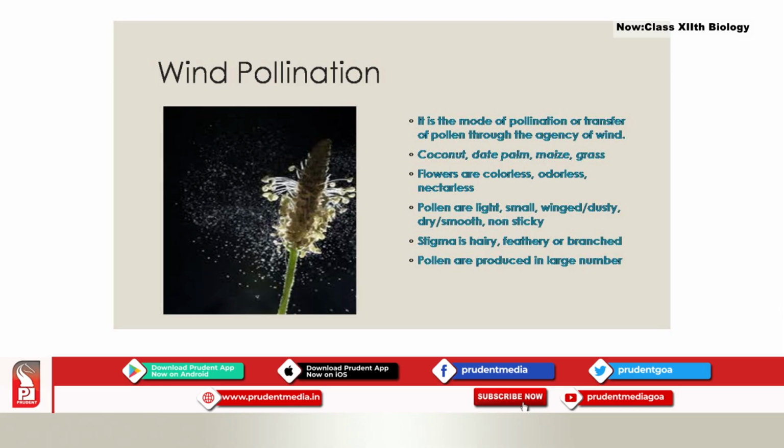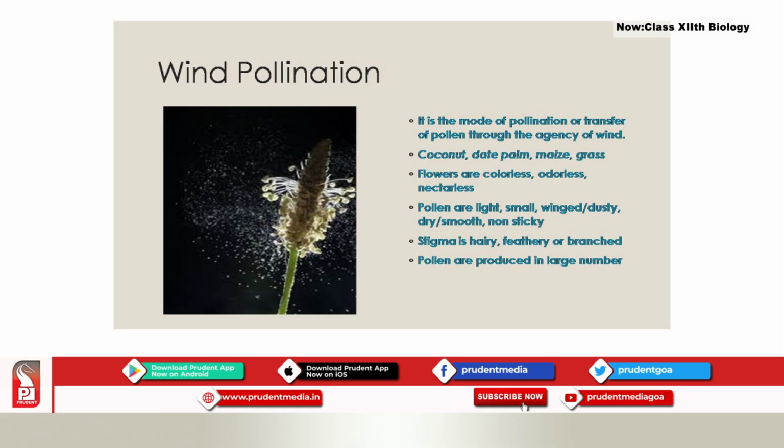It's also known as anemophily. How do you define wind pollination? It is the mode of pollination, or transfer of pollen, through the agency of wind. Now examples: coconut, date palm, maize, grass, etc. So these are the plants that will carry out wind pollination.